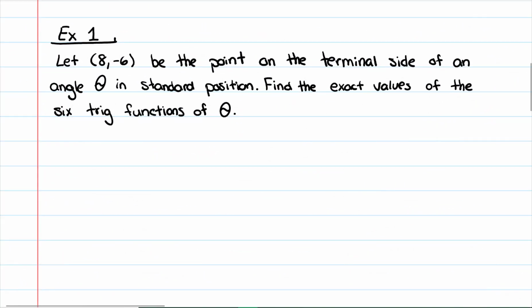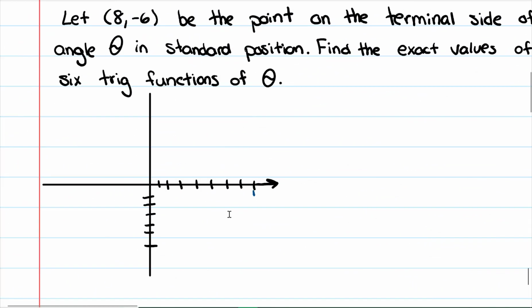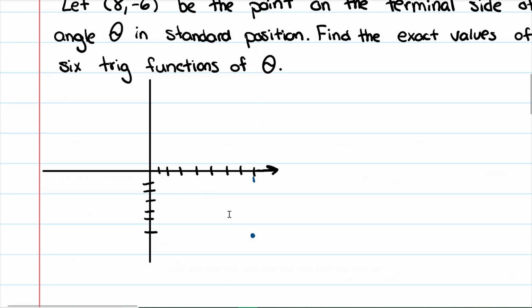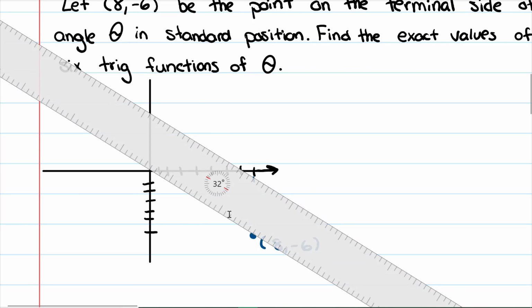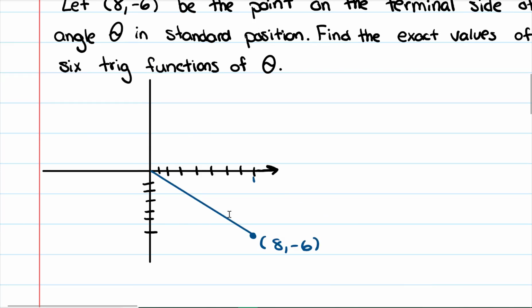Example 1. Let the point 8, negative 6 be the point on the terminal side of an angle theta in the standard position. Find the exact values of the 6 trig functions of theta. So what we need to do first is draw an xy axis, and then go ahead and plot the point 8, negative 6, which is going to be about right here. And then what you want to do is go ahead and make a triangle, and you always draw your triangle back up to the x-axis. And I'm just going to put my right angle in here for fun.